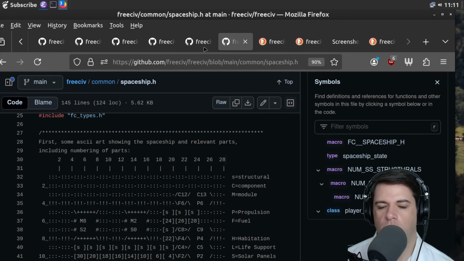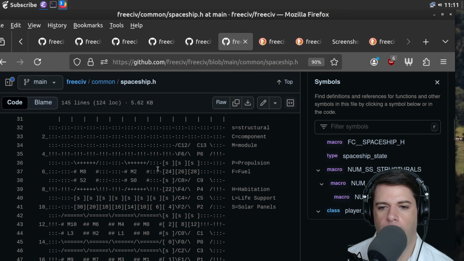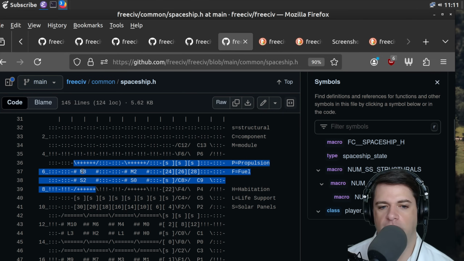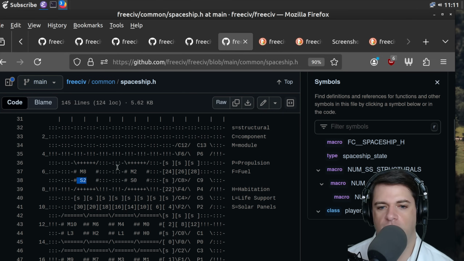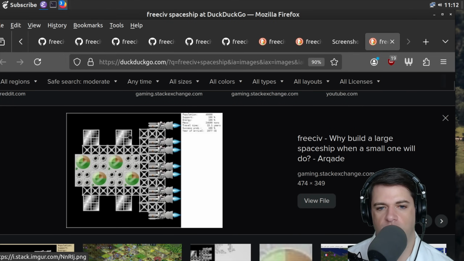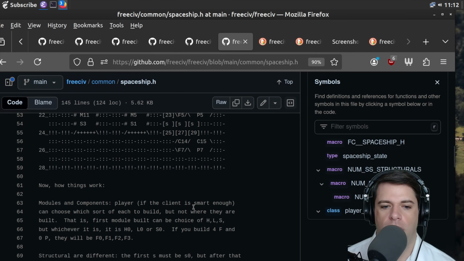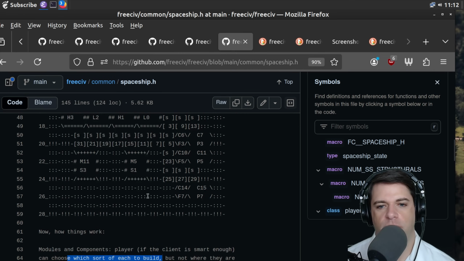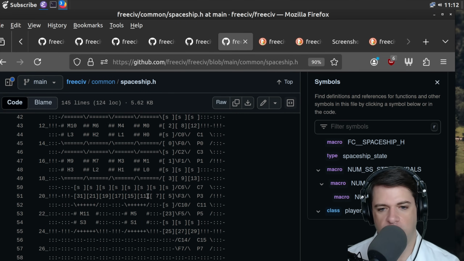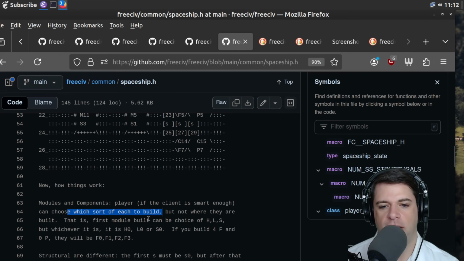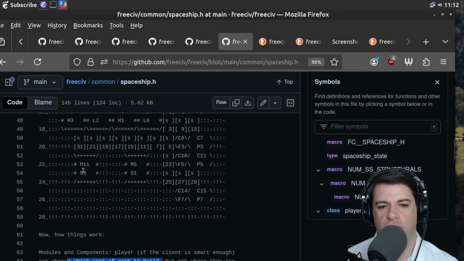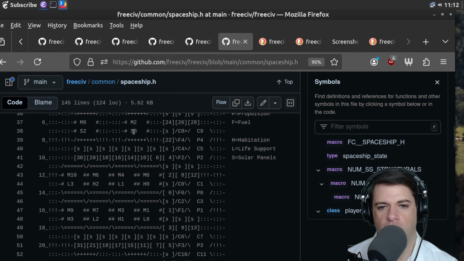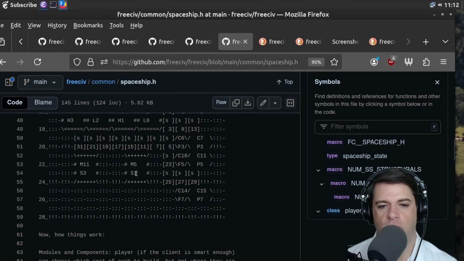And the way that they work is, here's the ASCII art. This is module 8. Solar panel 2 is out here. Module 2, solar panel 0 is here. So this is module 8, solar panel 2. This is whatever the other one is, solar panel 0. The player can choose which sort of each to build. So I guess the player is going to build this spaceship. They can decide whether they want to build solar panels or life support first, but they can't decide to build solar panel 3 first. If they're going to build solar panels, they're going to build them in order. Solar panel 0, wherever 1 is down here, etc.